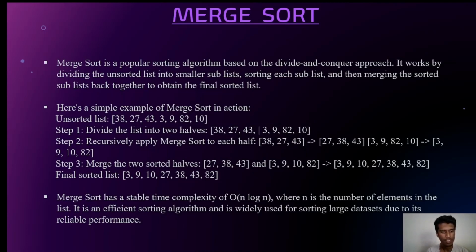Merge sort has a time complexity of O(n log n), where n is the number of elements in the list. The best case complexity of merge sort is also O(n log n). It is an efficient sorting algorithm and is widely used for sorting larger databases due to its reliability and performance. Actually, merge sort is not like bubble sort, selection sort and quick sort. It is used for larger data and for sorting larger datasets.